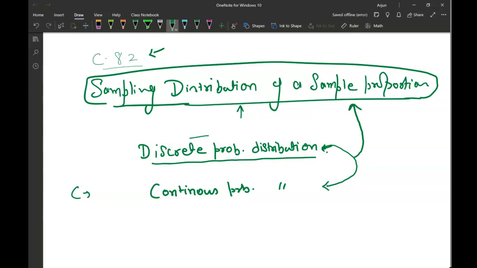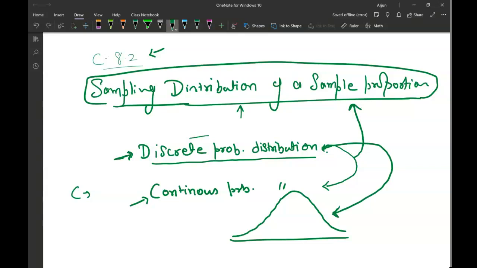Basically, rather than applying the binomial theorem, now we will apply the normal distribution graph. So how does a normal distribution graph look like? This is how it looks like. This is what I'm going to apply on our discrete probability distribution. For that, I will use the sample proportions.